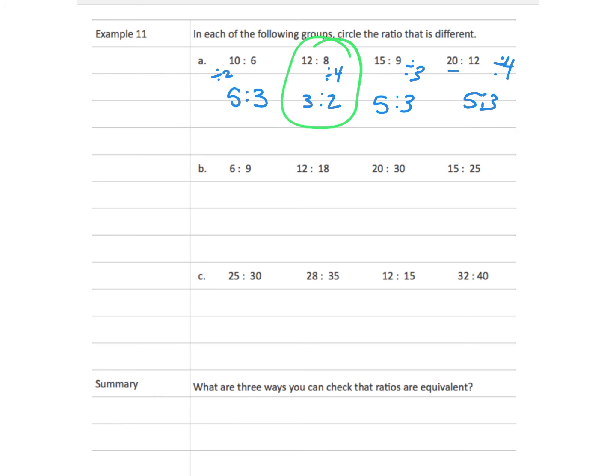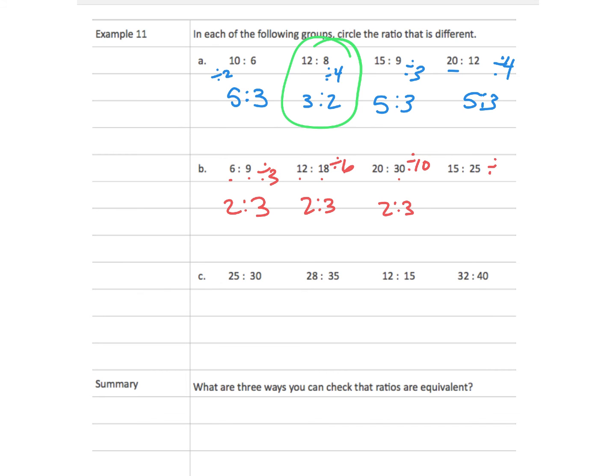Let's go ahead and do B. 6 and 9, I'm going to divide by 3. I get 2 to 3. 12 and 18, I'm going to divide by 6. That's going to give me 2 to 3. 20 and 30, I'm going to divide by 10. That's going to give me 2 to 3.